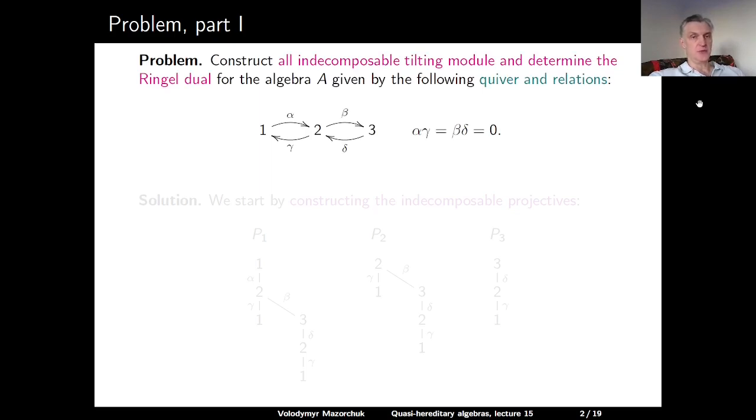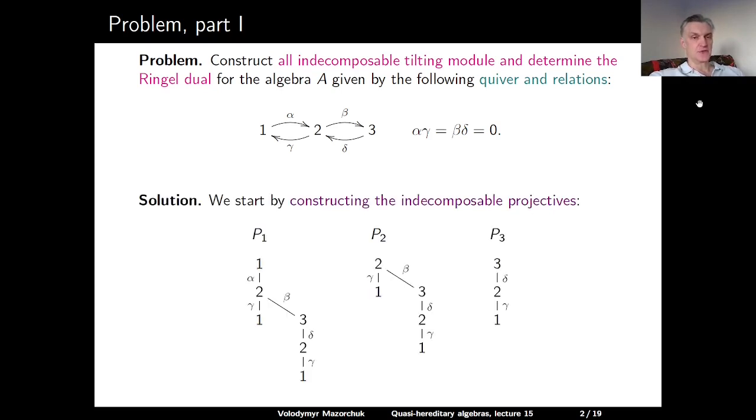Construct all indecomposable tilting modules and determine the Ringel dual for the algebra A given by the following quiver and relations. We have three vertices 1, 2 and 3, an arrow alpha from 1 to 2, an arrow beta from 2 to 3, an arrow gamma from 2 to 1, and an arrow delta from 3 to 2. And we also have two relations: alpha after gamma is 0 and beta after delta is 0.